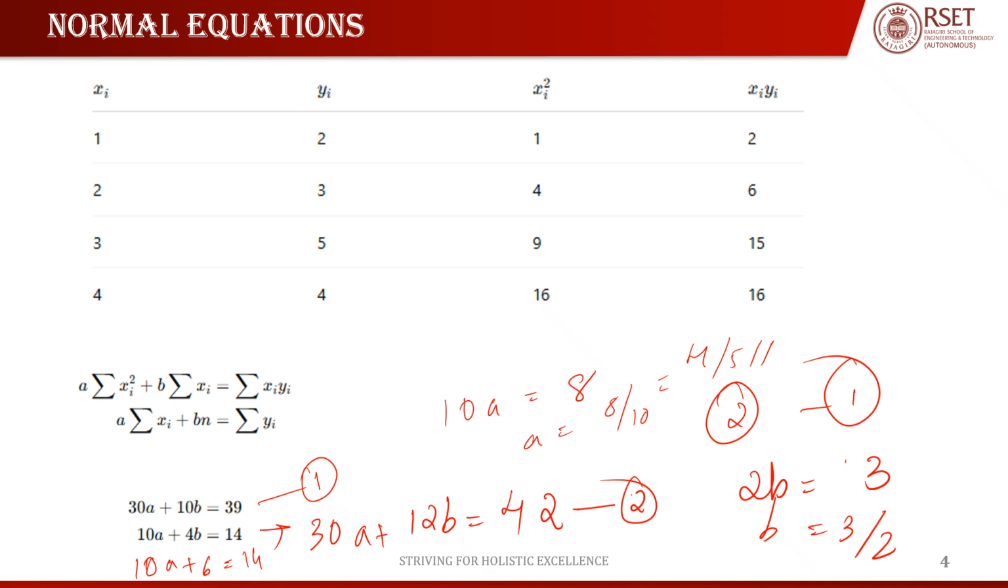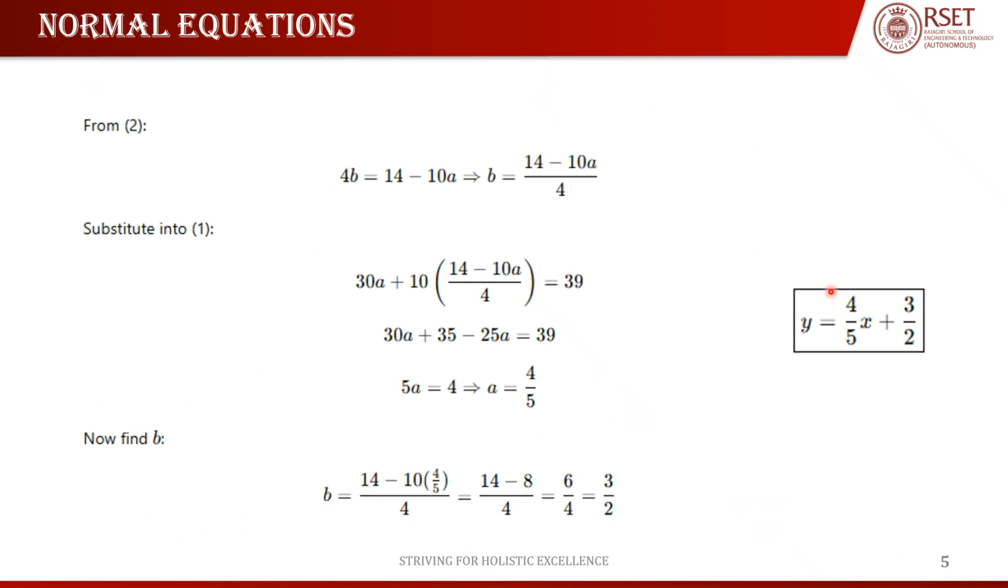Is it? Let's see. Your a is equal to 4 by 5, and also your b, which is equal to 3 by 2. So on substituting this in the equation y is equal to ax plus b, instead of a you have 4 by 5, and instead of b you have 3 by 2. So this is your best fit straight line to the given data points. Okay, this is your final conclusion.